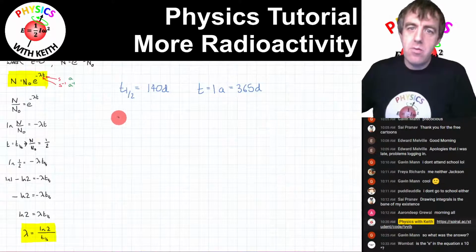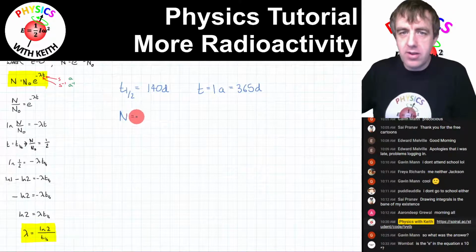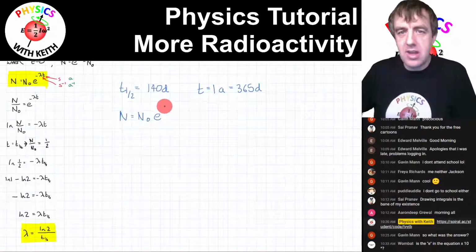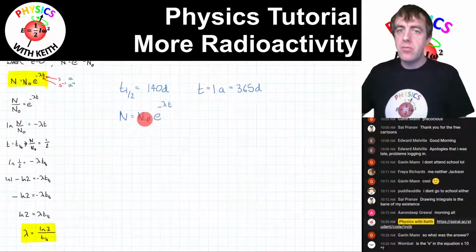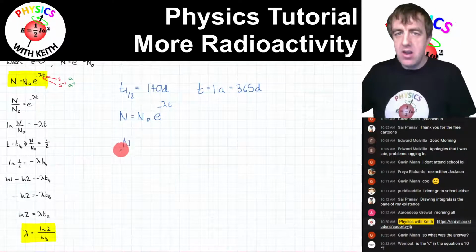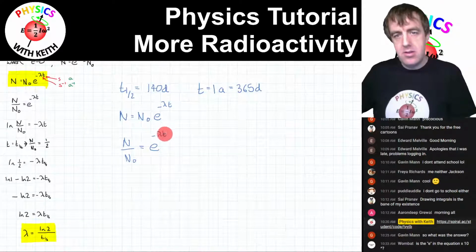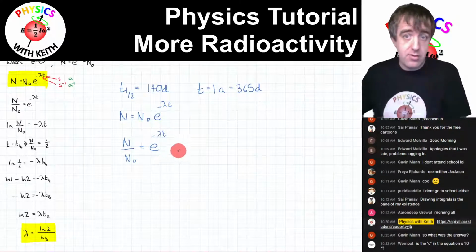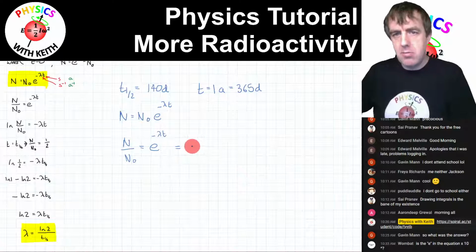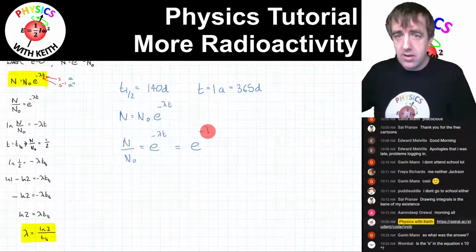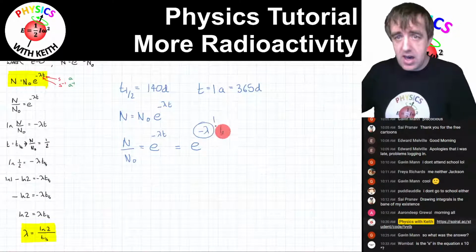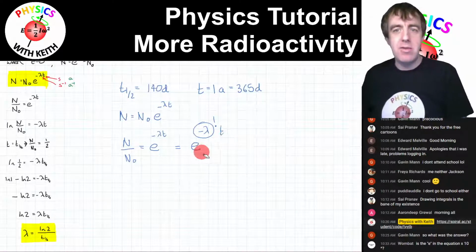And so my equation that I've got written over there, N equals N naught e to the power of minus lambda t, I can rearrange this to get N over N naught. That's the proportion that's left. The new number divided by the original number is the proportion of what's left. So now I can plug my numbers in. Well, not quite. I don't know what lambda equals. I can't plug it in. I need to calculate lambda first.